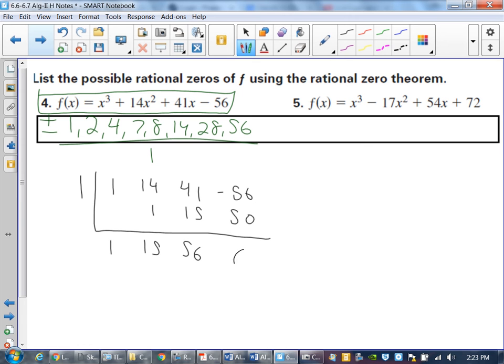Isn't that nice when it happens right away? You started a cubic function, you have a 0 at 1, which means your term is what? Very good. Your term is x minus 1. And which means this part is going to be x squared plus 15x plus 56. What times what's 56? You add together to get 15. 7 and 8. See how quick that is?